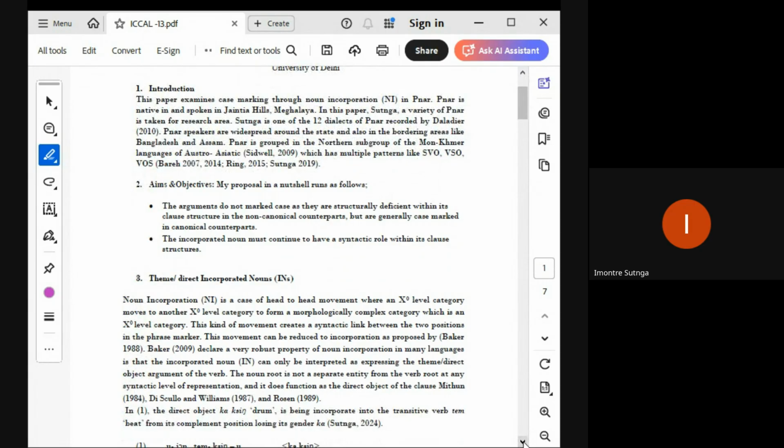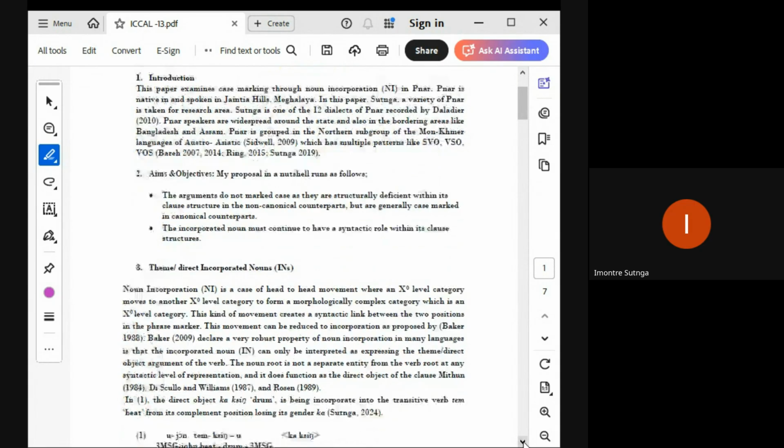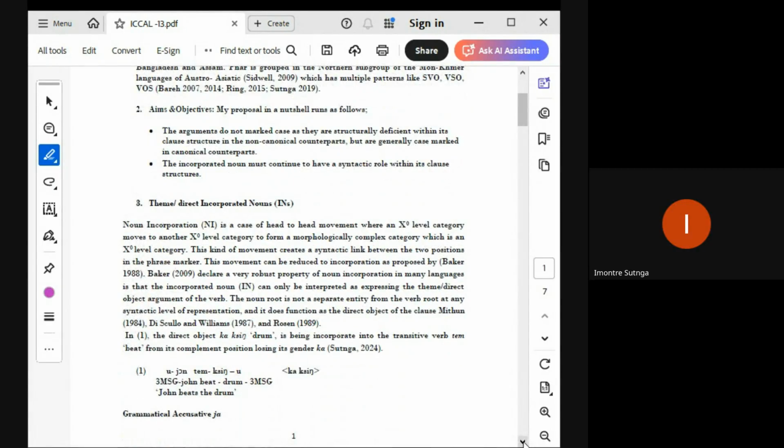So noun incorporation is a case of head-to-head movement where an X0 level category moves to another X0 level category to form a morphological complex category, which is also an X0 level category. This kind of movement creates a syntactic link between the two positions in the phrase marker, especially in the VP. So this movement can be reduced to incorporation as proposed by Baker.